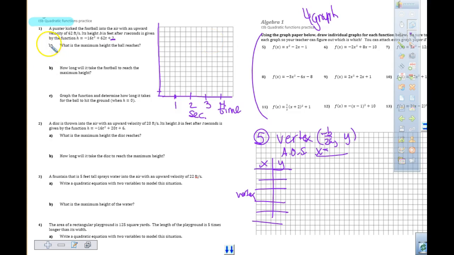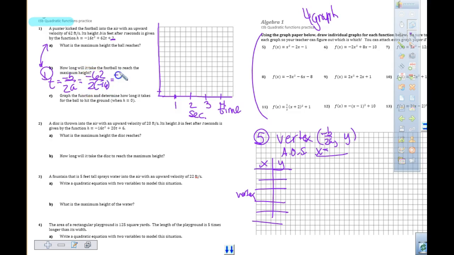Before we do that, I always think question A and B are mixed around because this is what you have to find first. How long will it take the football to reach its maximum height? How long is time? So please put down t equals negative b over 2a. So Sophia, if I'm finding that, what's my b? So I'm going to have negative 62 divided by 2 times negative 16.